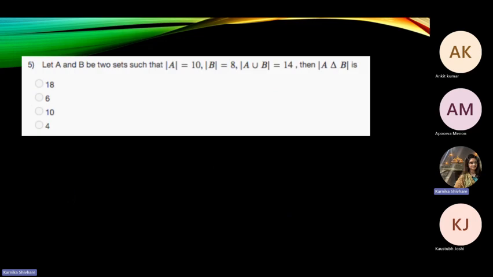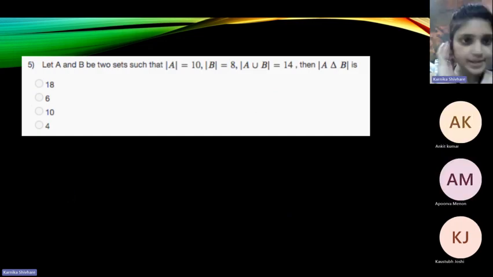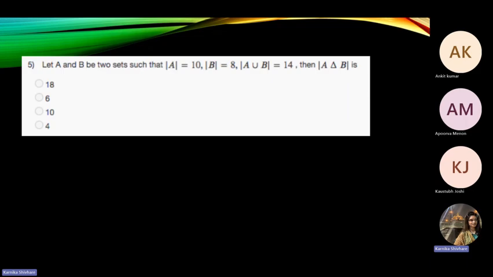Okay. Then A and B are two sets such that mod A is equal to 10 and mod B is equal to 8 and mod A union B is equal to 14. Then mod of A intersection B is? Okay. So what does this mod indicate? That indicates the number of elements in it, right? So they are specifying themselves.